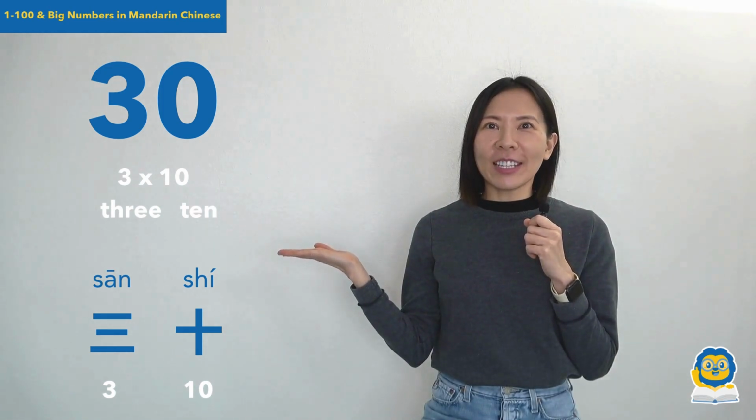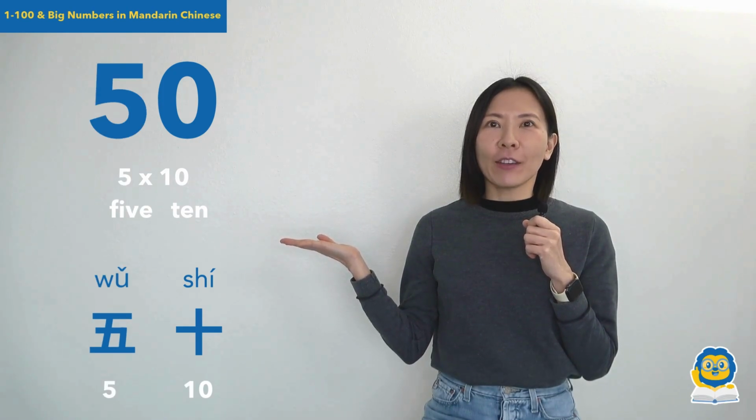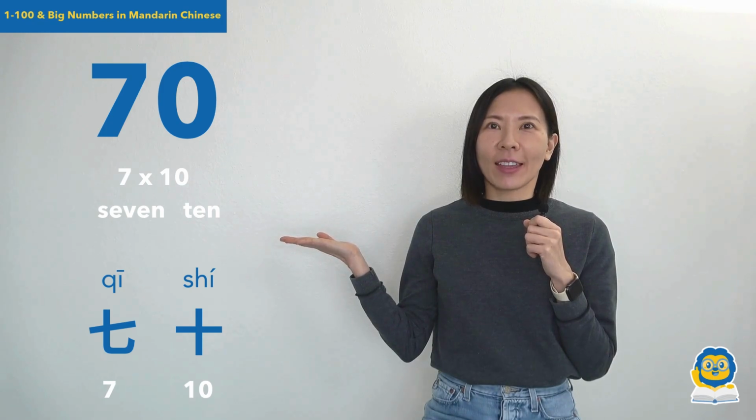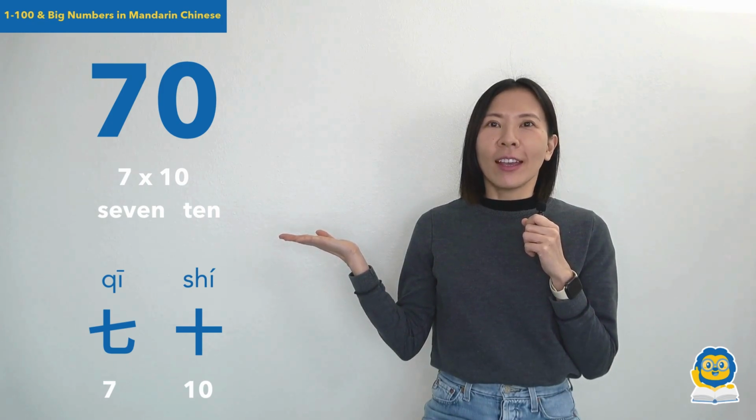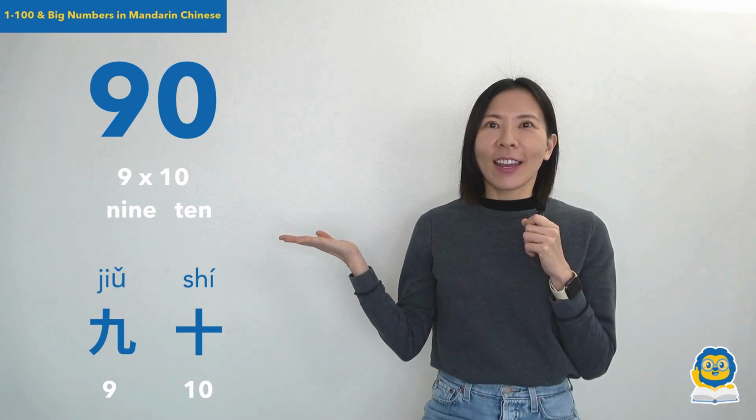30 is 三十. 40 is 四十. 50 is 五十. 60 is 六十. 70 is 七十. 80 is 八十. 90 is 九十. Apply the logic to the numbers between 1 and 99, and you'll be able to say them in Mandarin Chinese.